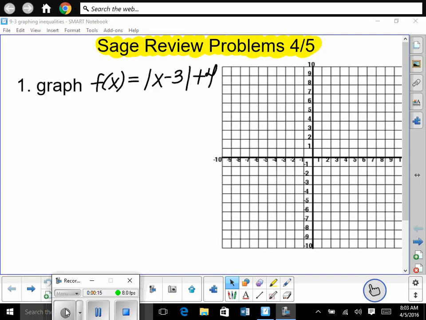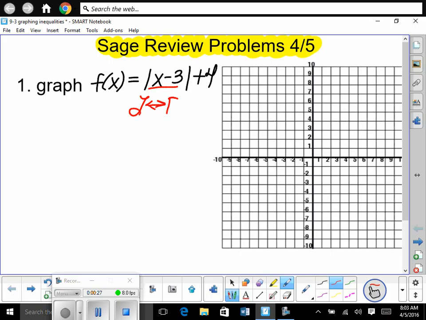Okay. So the first thing we do is determine our shift left and right, up and down. Shifting works the same for all functions. Anything added with x in parentheses or grouped with x is your shift left and right. Everybody? And don't we go opposite? So we're going to be going right 3. That is opposite of negative 3. Does everybody understand why it's right 3? So we're going right 3.